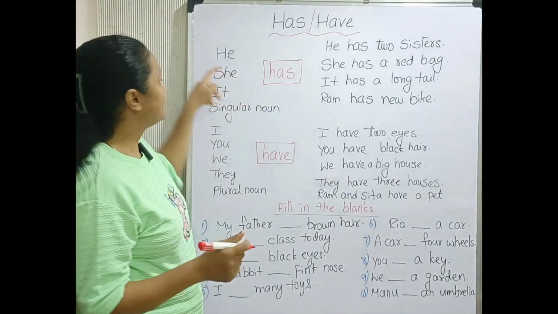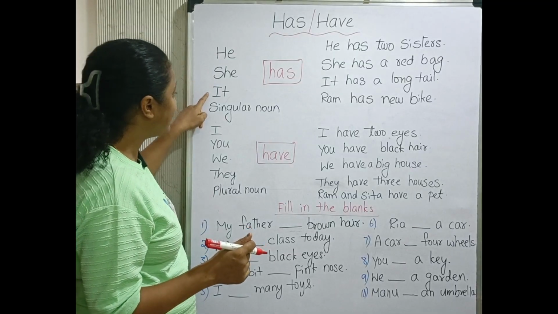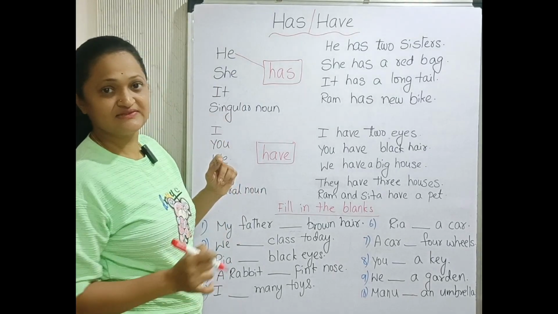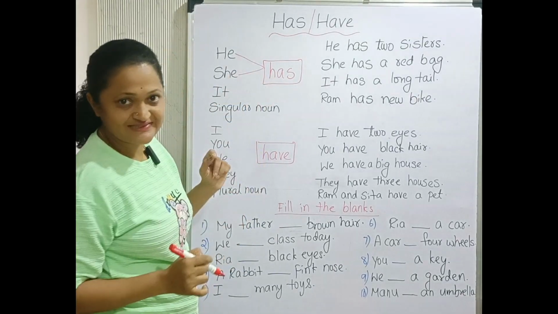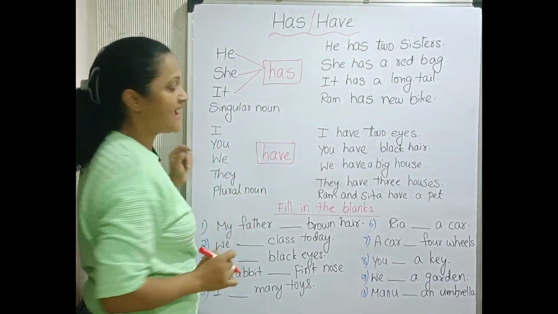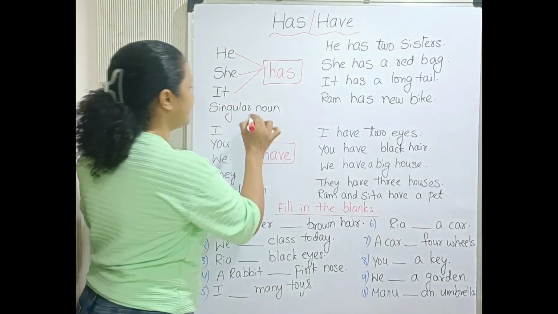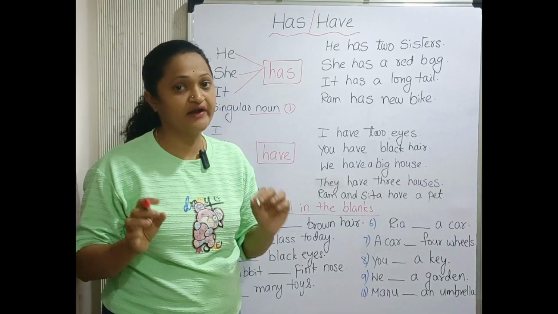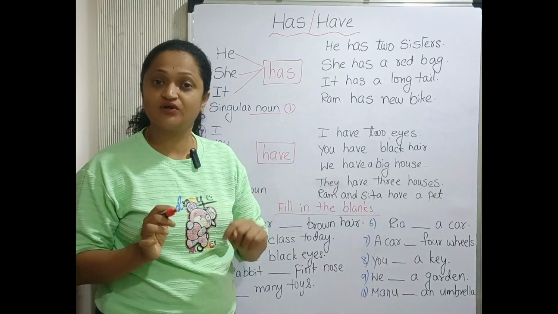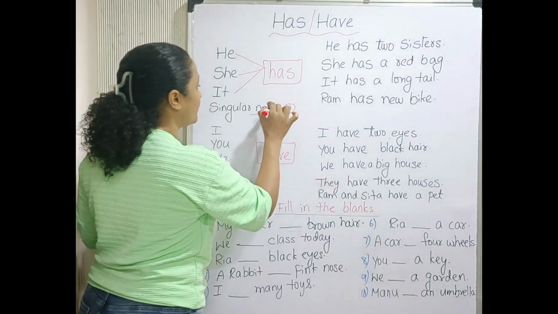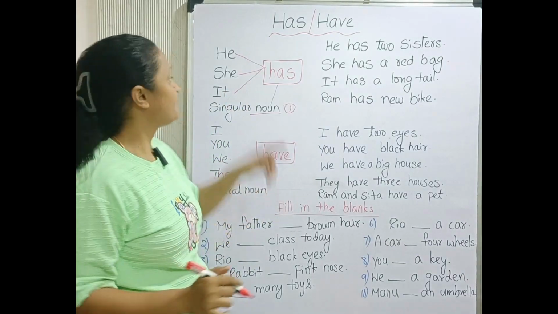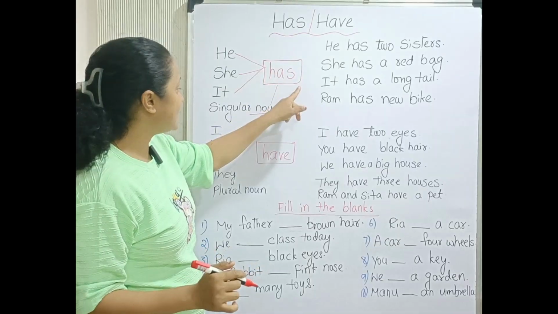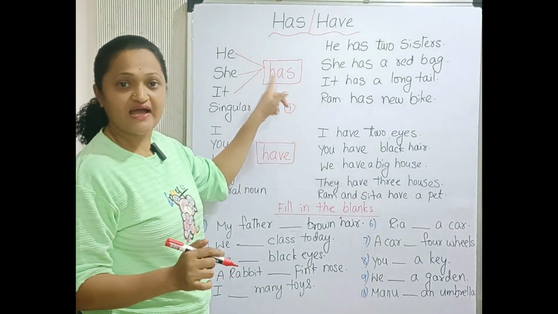Has is used with he, she, it and singular noun. He has, she has, it has. Singular noun means one person, one thing, one animal, whatever it is, one. That is called singular noun. With singular noun also has is used. He has, she has, it has, singular noun has.